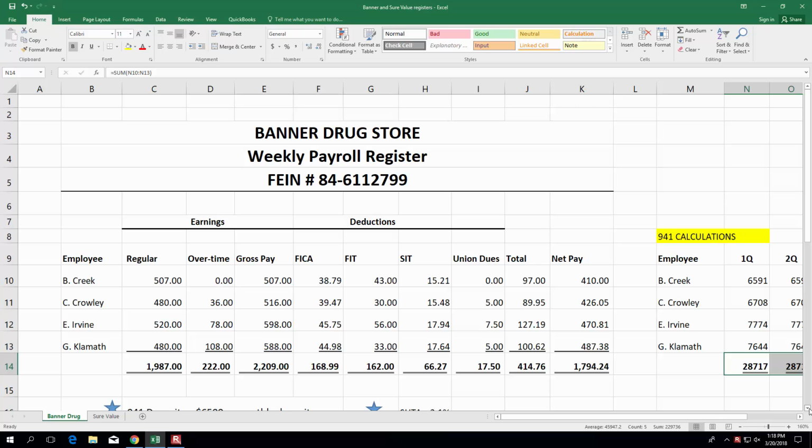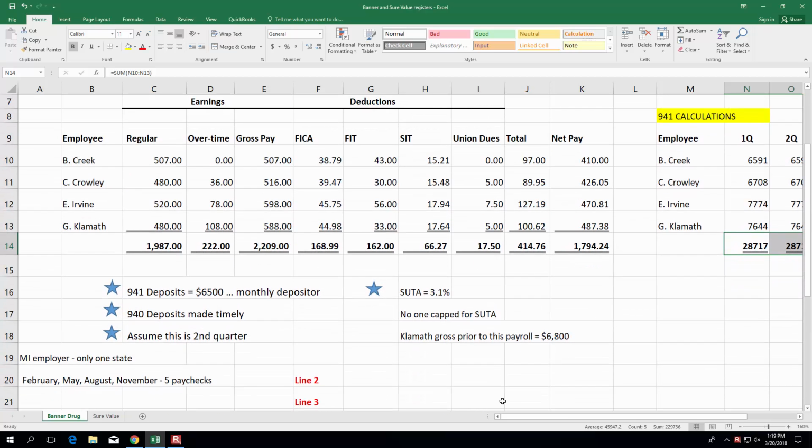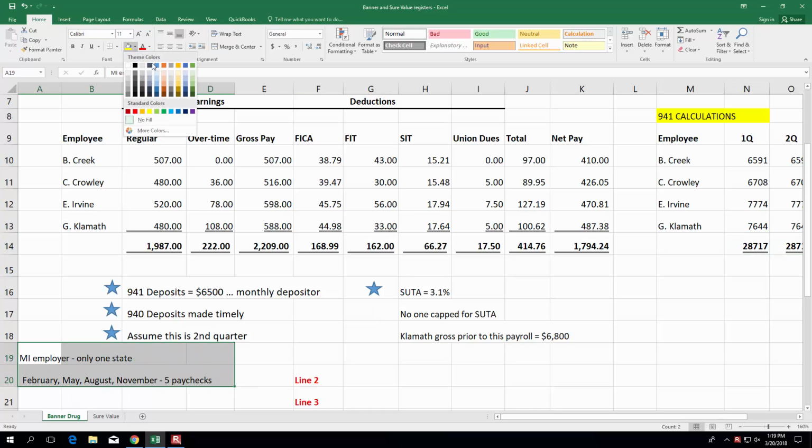So you should have a blank 940 next to you, and you should have the payroll register up in front of you. And really the only other piece of information that you need to know is over here, and that tells us that they're a Michigan employer, that they only pay unemployment to one state, and that since it's a weekly paycheck, they have 4 checks a month, except for February, May, August, and November, they have 5 checks a month.